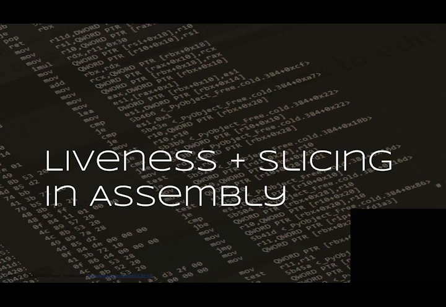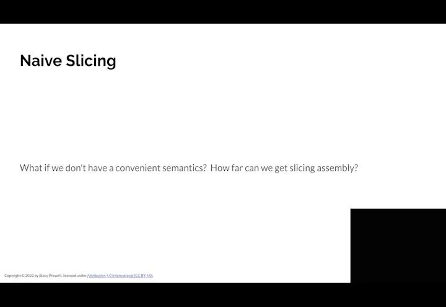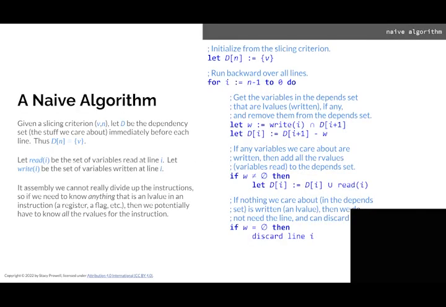Let's go back and think about liveness and slicing as they work in assembly. Well, we don't have a super convenient semantics to do this with, and the question is, how far can we get? And here's a naive algorithm to do slicing for us.